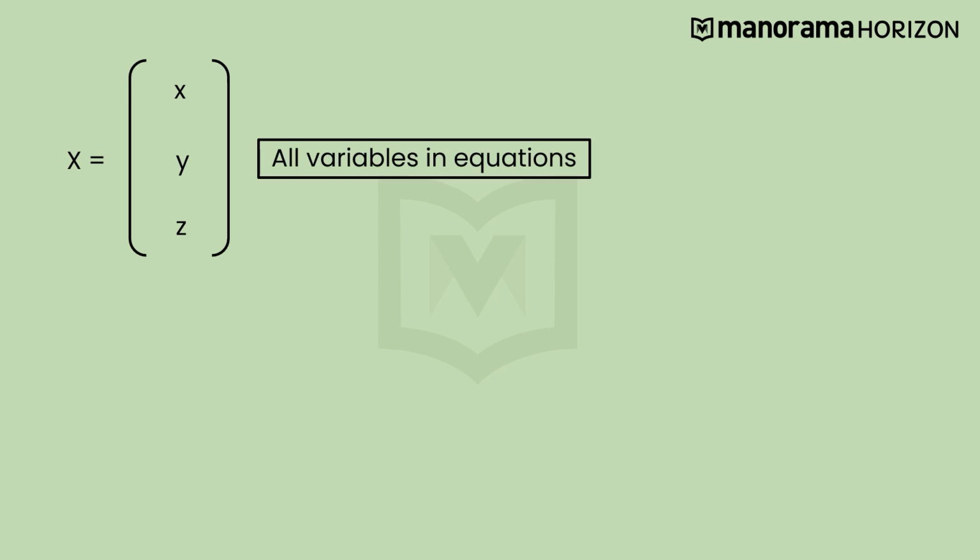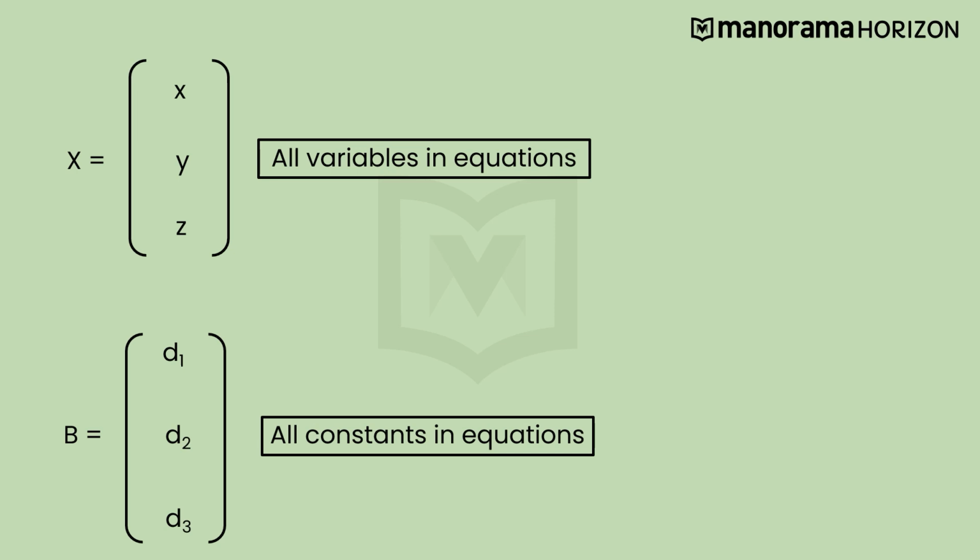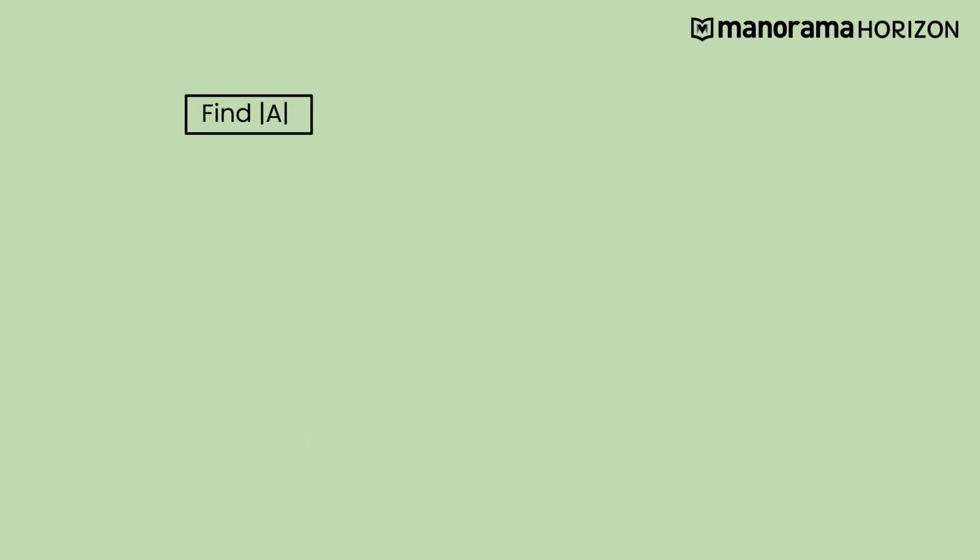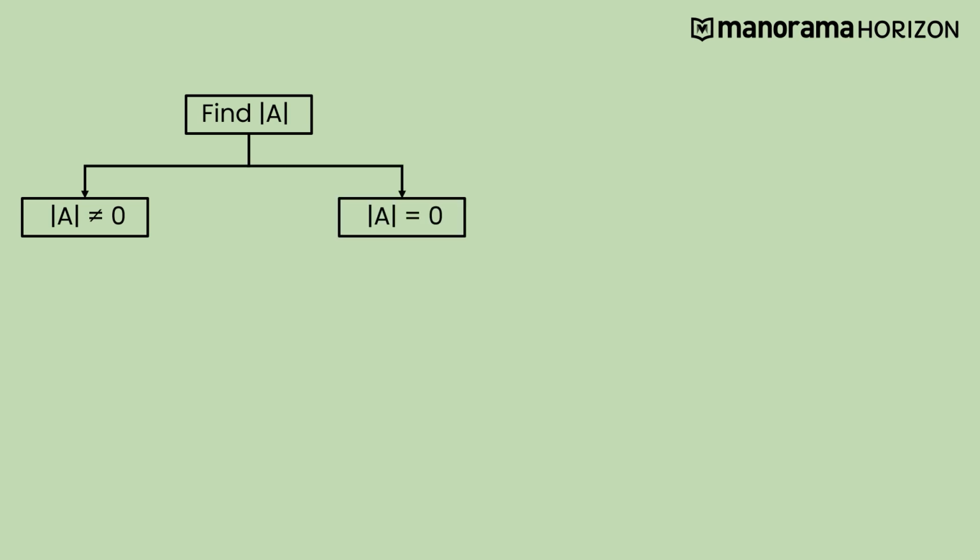Now, what will be matrix X? X is equal to x, y, z, which contains all the variables in the equation. And the matrix B, which contains all the constants, is equal to d1, d2, d3. After this step, find the determinant of A. Either determinant is not equal to 0 or determinant is equal to 0.